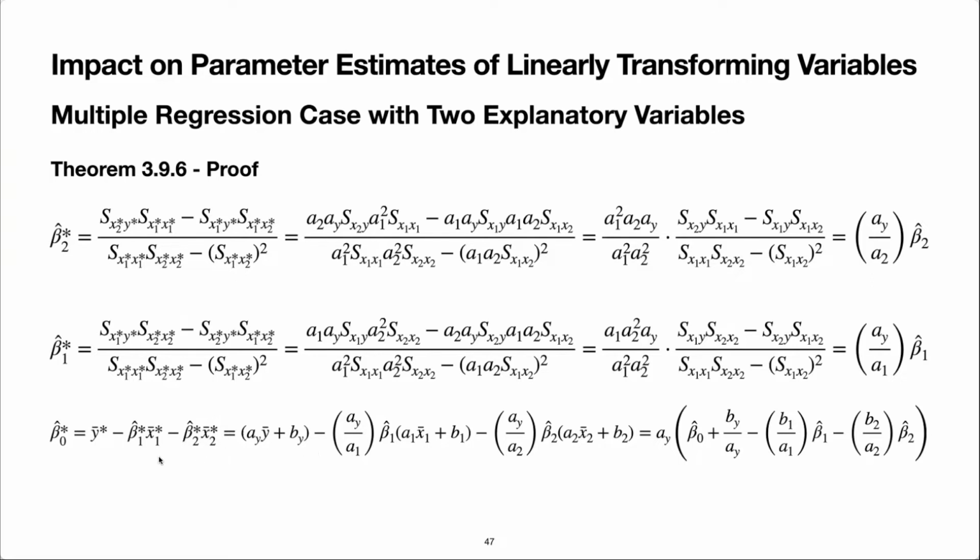And so then when we plug these various quantities in and go through some simplification steps, we get a sub y times the quantity beta 0 hat plus b y over a y minus b1 over a1 times beta 1 hat minus b2 over a2 times beta 2 hat. All right.